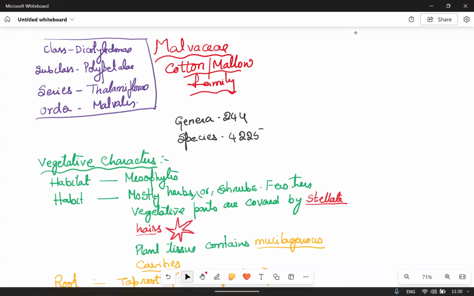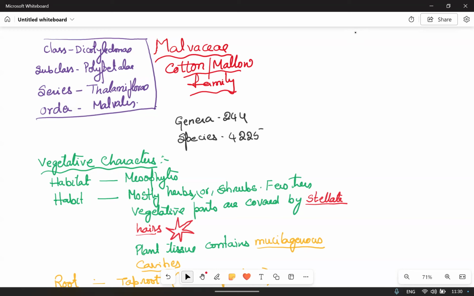Morning students, today we are going to learn about the family Malvaceae, the newly added one in NCERT for NEET purpose. Malvaceae family is otherwise commonly called the cotton family or mallow family. So classification also we have to see.